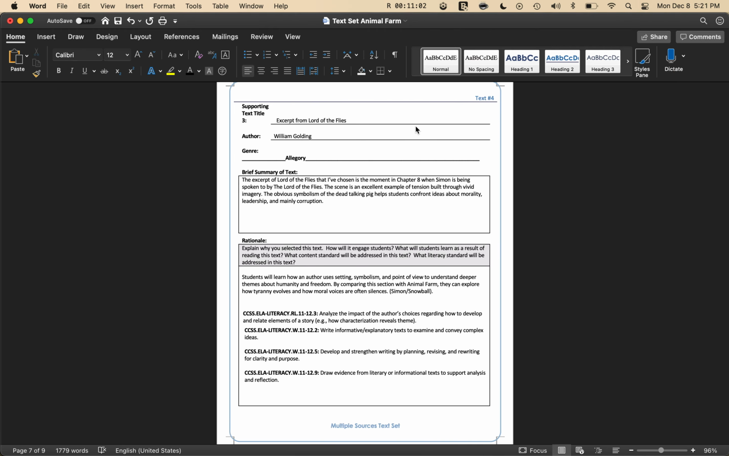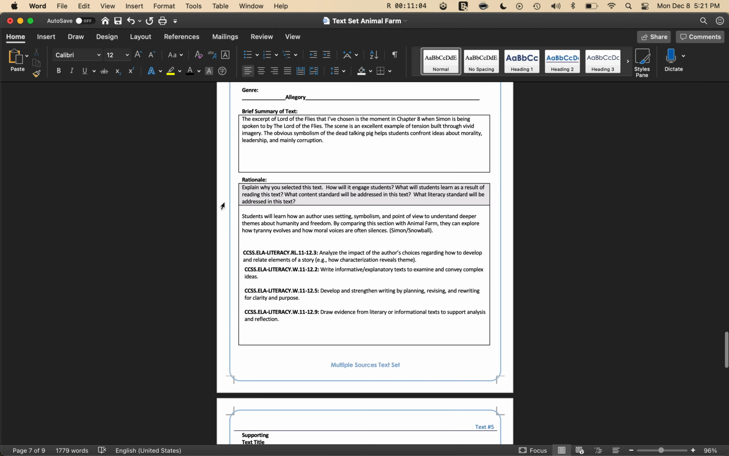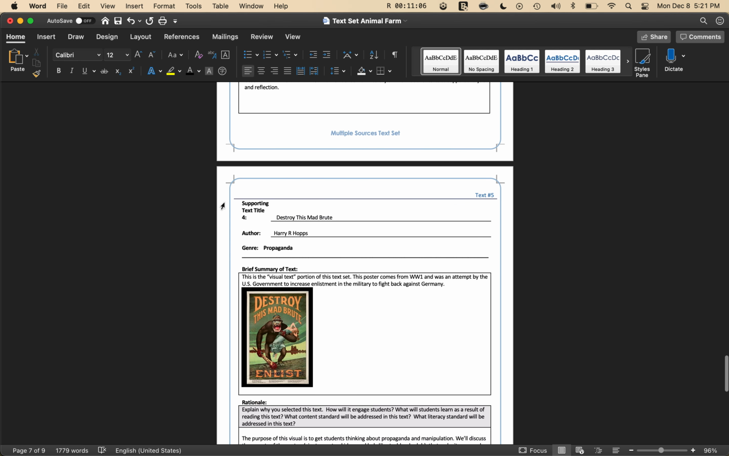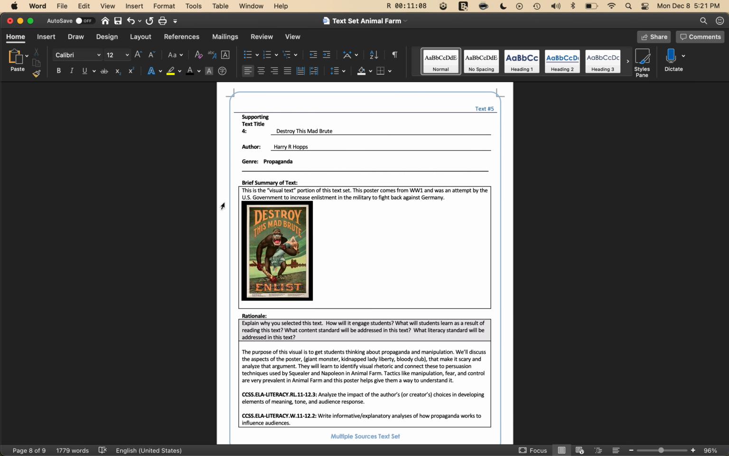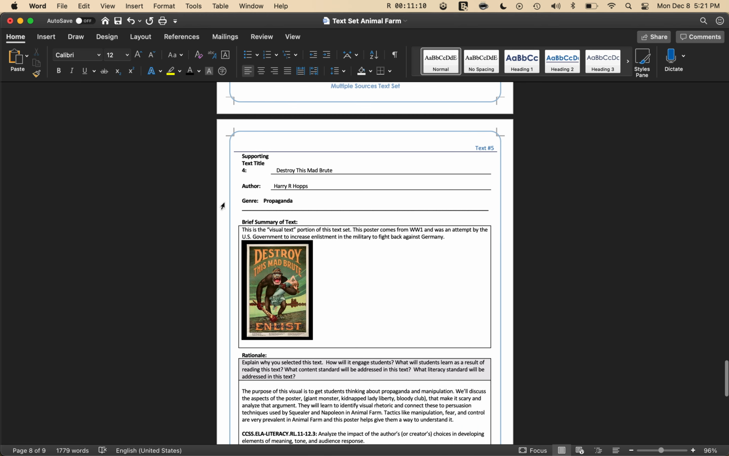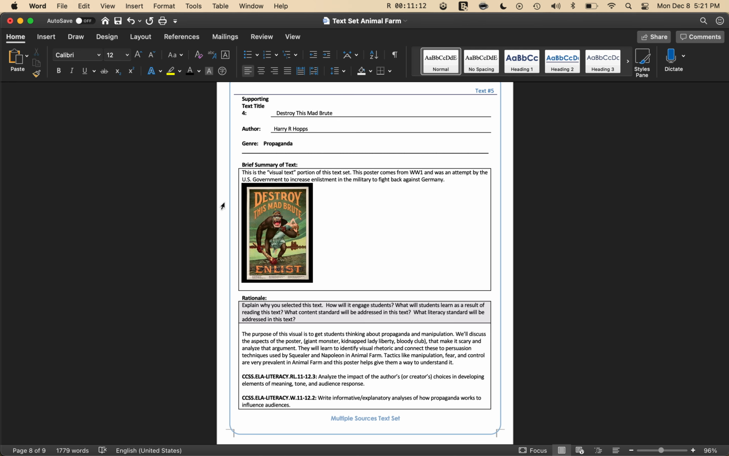So yeah, that's Lord of the Flies. I'd love to go through the whole book, but my students read it in 10th grade, so they'll actually recognize this part, so I think they'll be well prepared to have that conversation. And then finally, we have my visual inclusion. I kind of struggled with showing Destroy This Mad Brute or an excerpt from Starship Troopers.